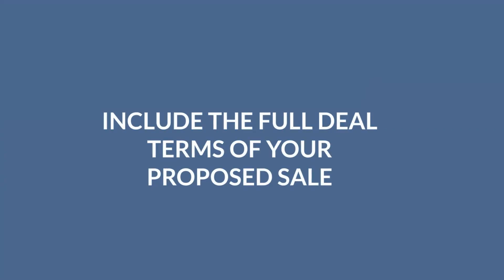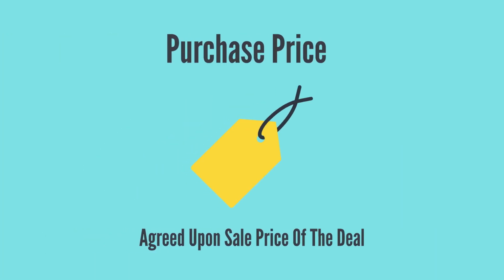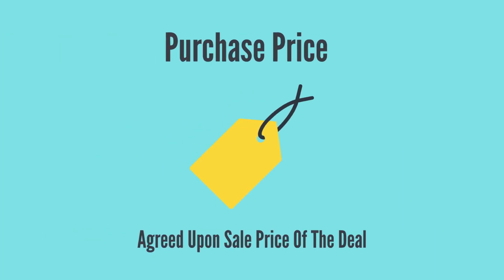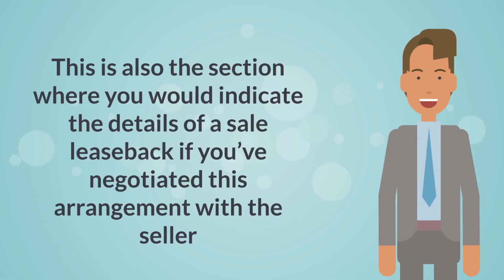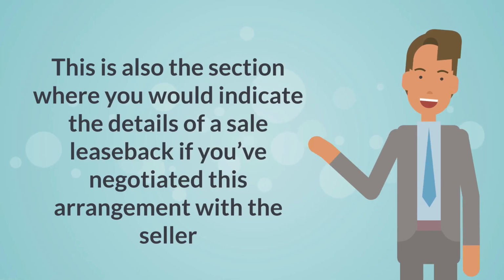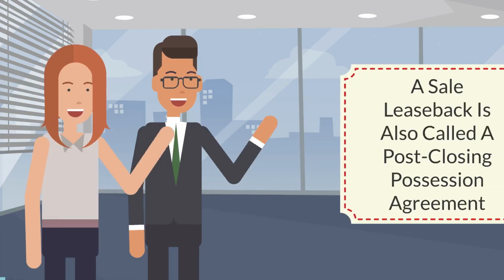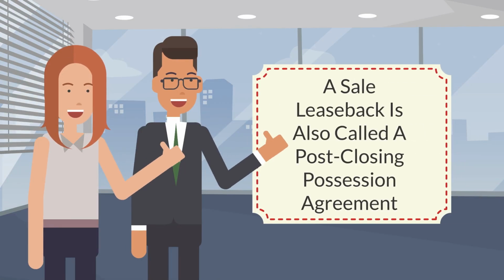The next step is to include the full deal terms of your proposed sale. Here's how you fill out each cell. Purchase price is the agreed upon sale price of the deal. Closing date should be listed as ASAP unless you've negotiated with the buyer for a specific closing date. This is also the section where you would indicate the details of a sale leaseback if you've negotiated this arrangement with the seller. A sale leaseback is also called a post-closing possession agreement.